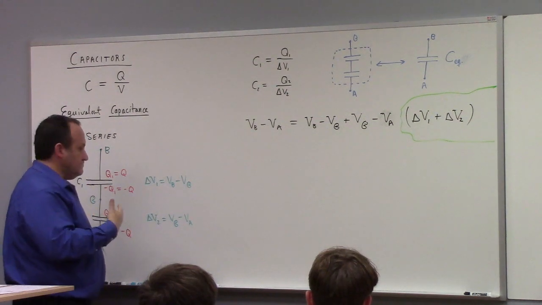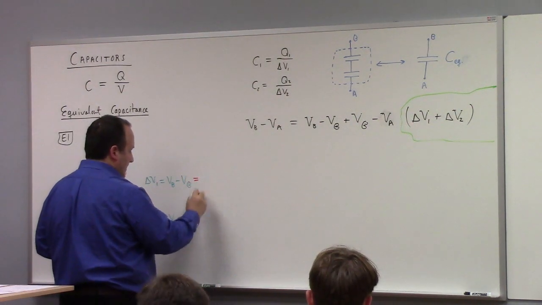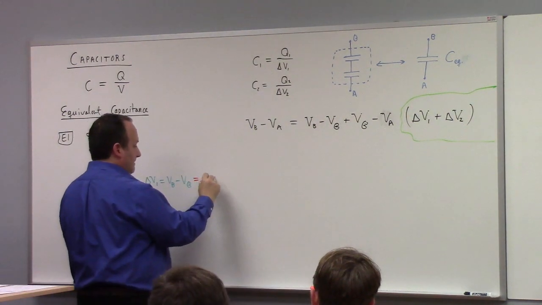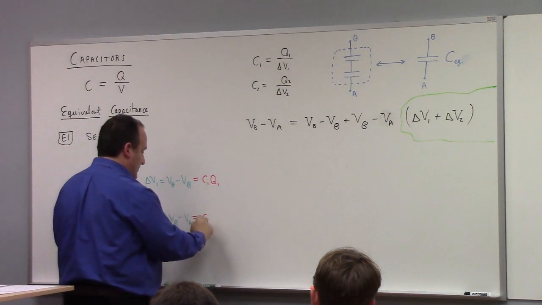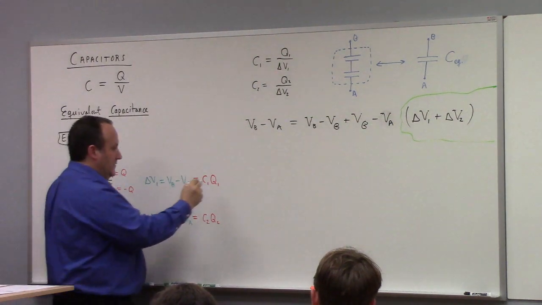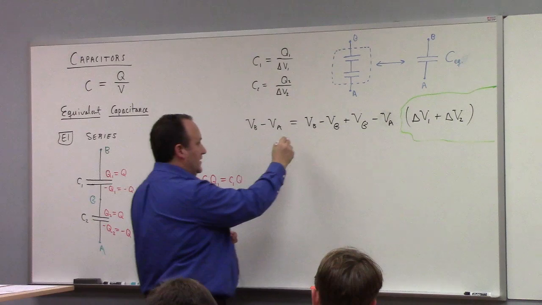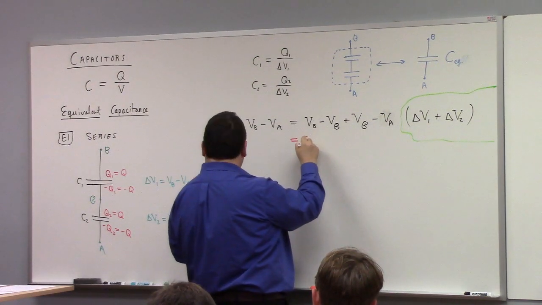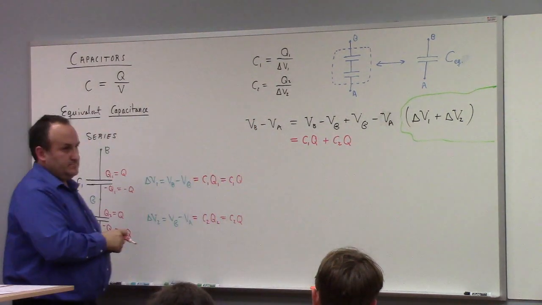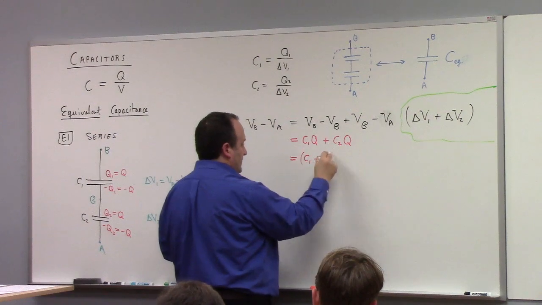All right, so look, you can solve this. What is this equal to? Check it out. Change in voltage 1 is C1 Q1, right? Change in voltage 2 is C2 Q2. But remember, Q1 is equal to Q2. So I really just have C1Q and C2Q. And so I put that up here. I have C1Q plus C2Q. And I can factor the Q out, so I got C1 plus C2 times Q.